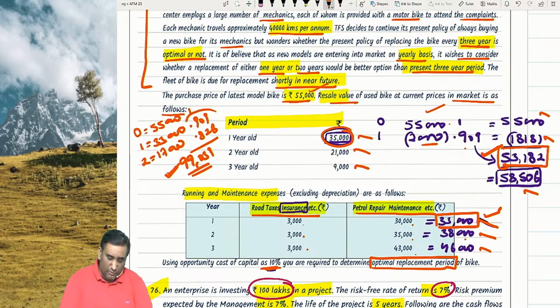99,039 divided by the annuity factor. How much do we get? 57083 or 57050, whatever number comes. Is that fine? So let me now check my answers.